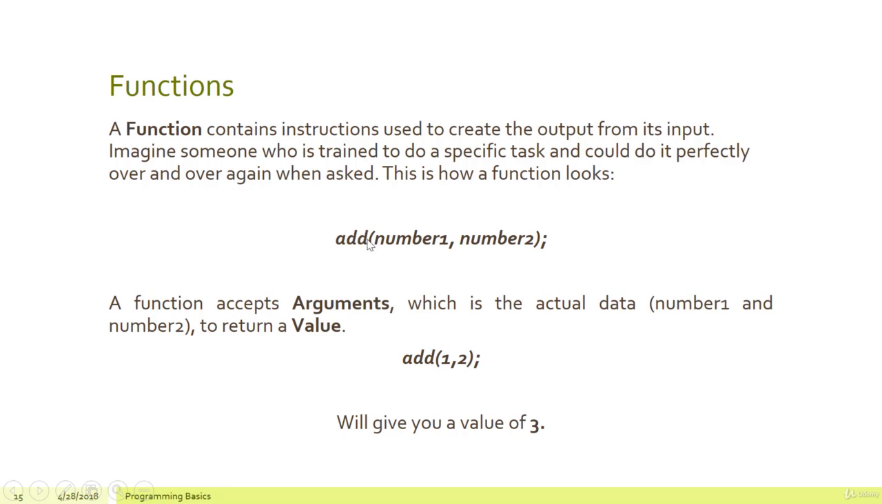Add, open parentheses, number 1, number 2, close parenthesis, and semicolon. A function accepts arguments, which is the actual data, number 1 and number 2, to return a value. So add 1 and 2, it will give you a value of 3.